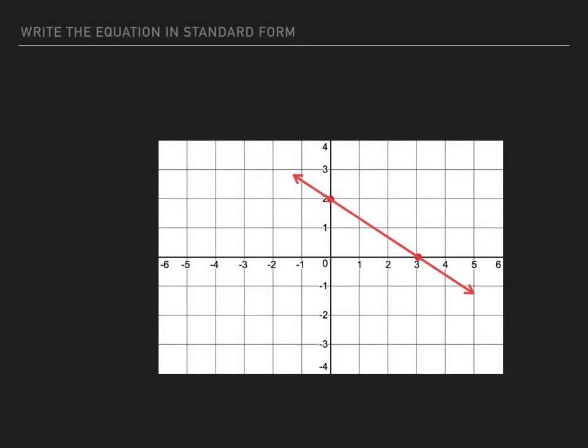Here is a line, and we're asked to write the equation in standard form, which looks like this. In this case, you might use the y-intercept and the slope. Write this line in slope-intercept form and go from there to write it in standard form. So that's what we're going to do. We'll look at the y-intercept, which is 2. The slope is -2/3. Negative because as you read from left to right, the line is falling.